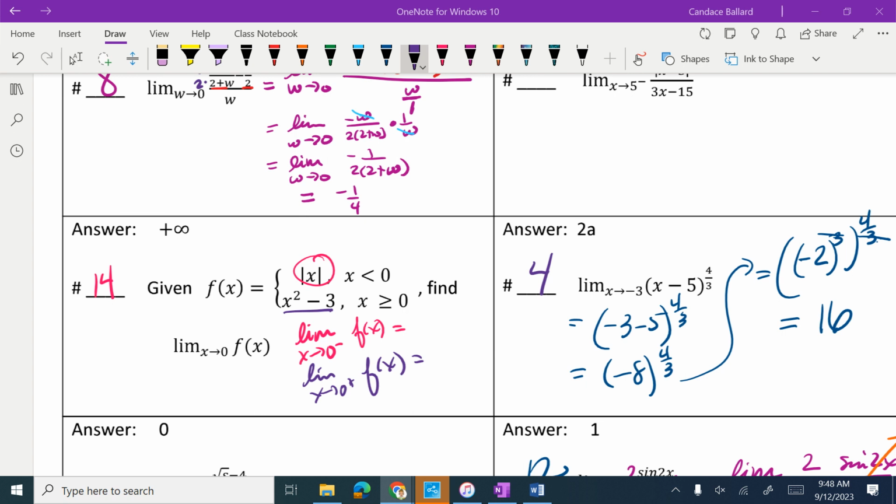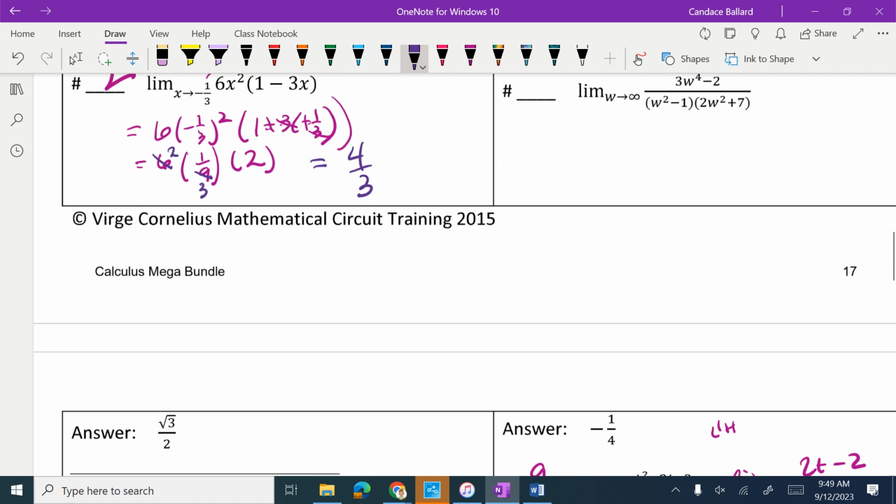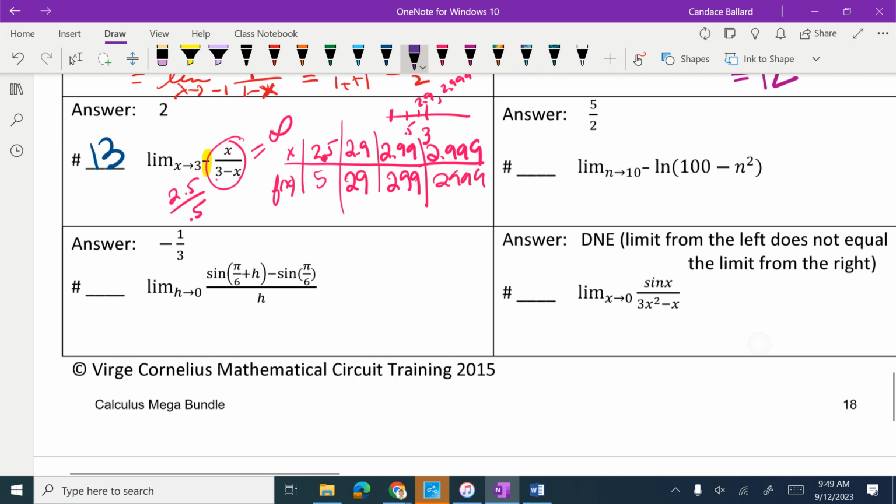What do we get when we put 0 into that top branch? 0. What do we get when we put 0 into the bottom branch? -3. Okay, so what happens on this one? Does the limit exist? The limit does not exist. Why? Because the right and the left are not equal. So that has to be that last one that we saw on the other page. That's got to be 15.